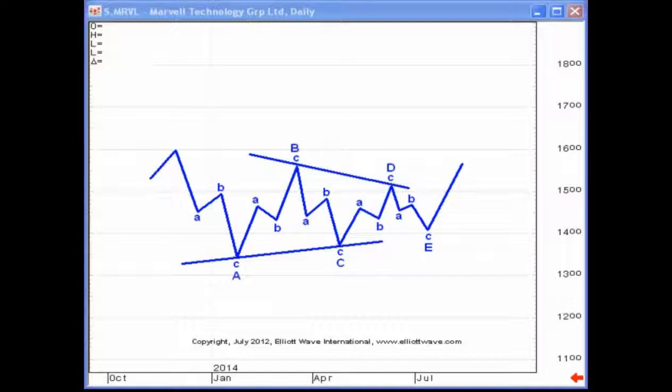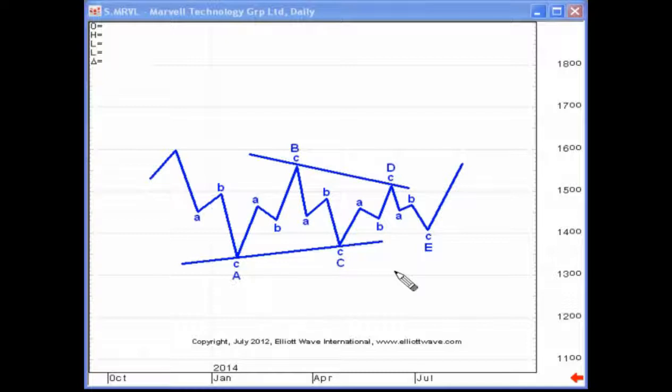Within the triangle family, there are actually three types of triangles. You have contracting triangles, barrier triangles, and expanding triangles. The most common that you'll encounter, roughly 80% of the time, is the contracting variety. And that's what we have here in front of you. This is a contracting triangle because, as you can see, the trend lines which connect the extremes of waves B and D and A and C actually converge.